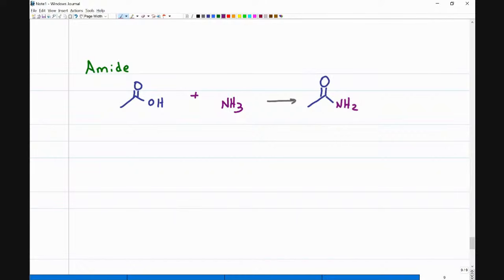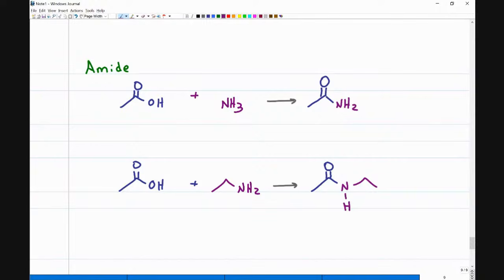But what if I want carbons on my nitrogen? What if I want something a little bit more complex? Say I have a carboxylic acid, and this time I react it with an amine. That's a nitrogen with an R group on it. What I get here is the same setup for my product, but I have the R group there.